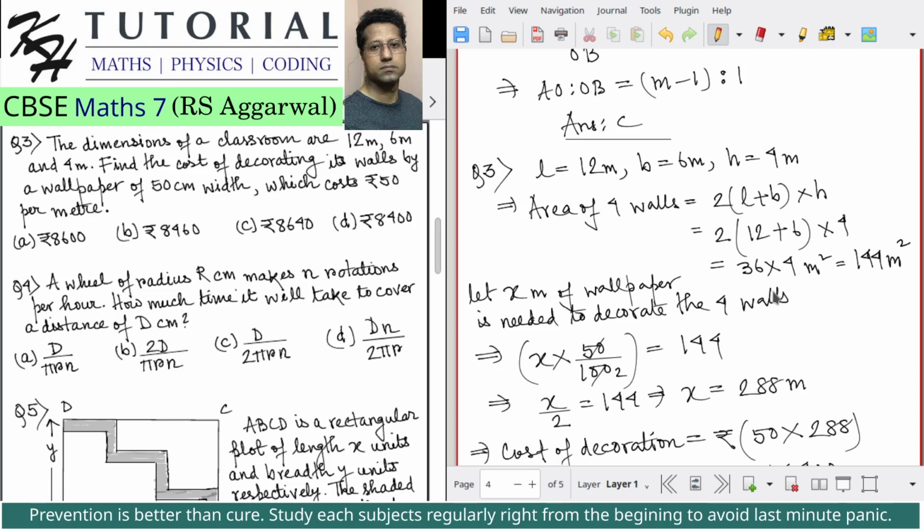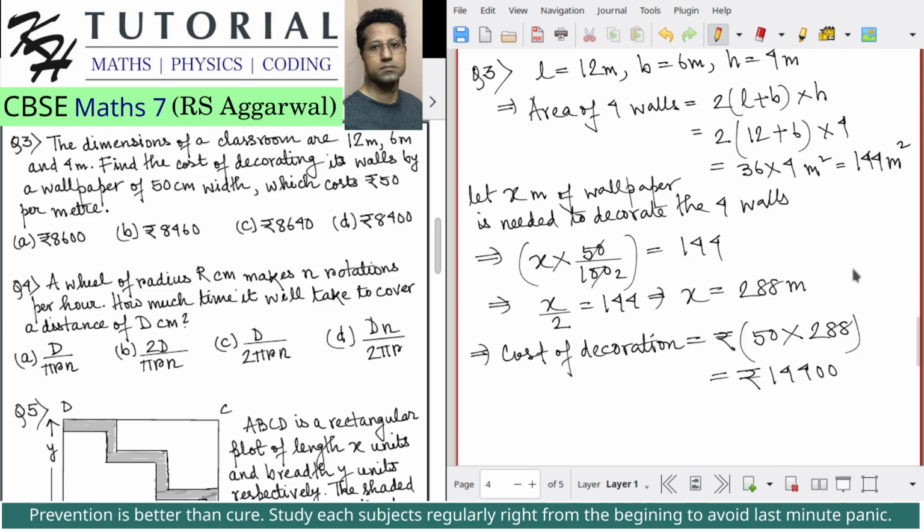So we have x by 2 is equal to 144. So this implies x is equal to 288. So 288 meter of the wallpaper is required. I don't know why my answer is not matching. Let me quickly check if I have made any mistake in copying the question.